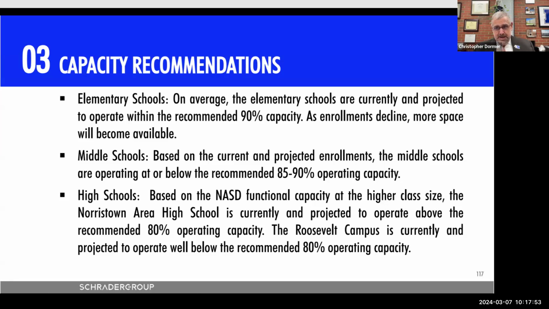So looking at both the now and in 5 years, our elementary schools are projected to operate within that recommended 90% capacity. Our middle schools will be operating at or eventually below their recommended 85 to 90%. Our high schools right now are operating above 80% and will continue that trend as we move forward. It is noted that Roosevelt campus is currently well below their recommended 80% capacity.